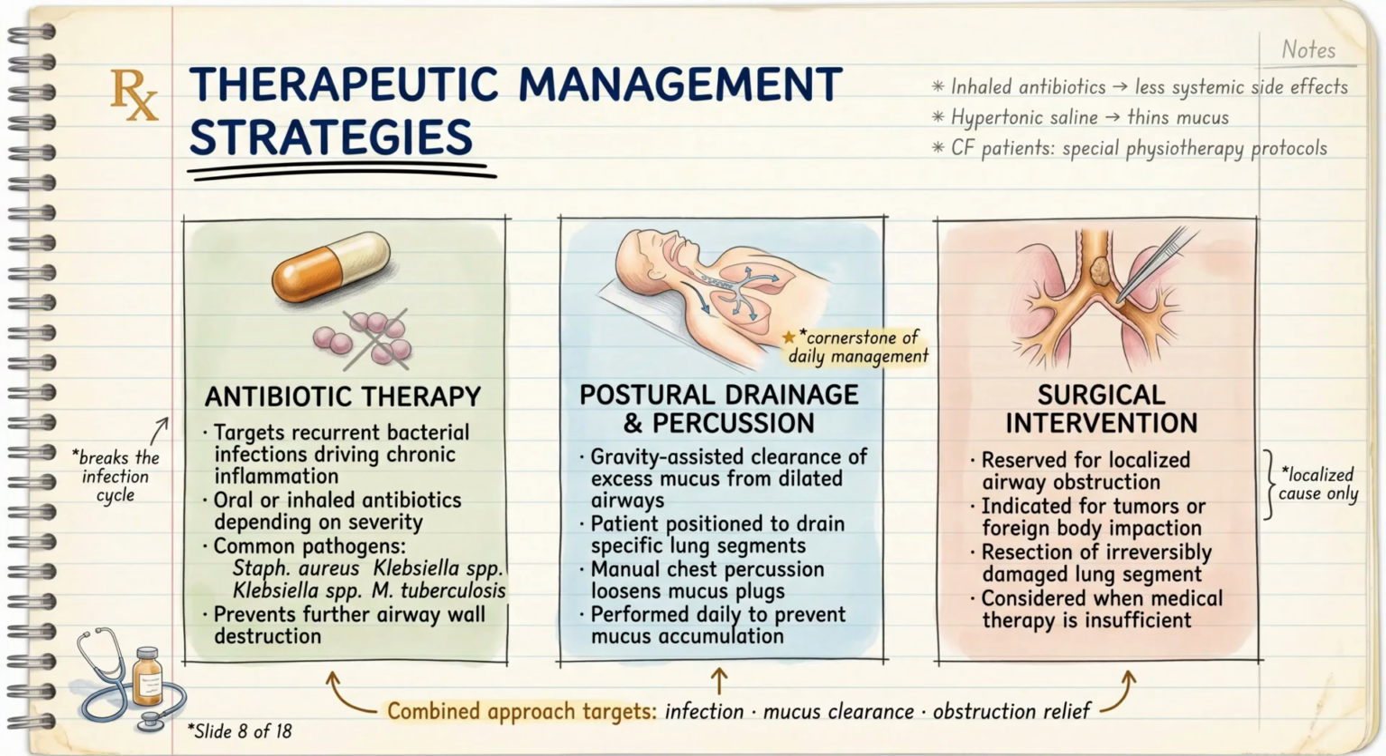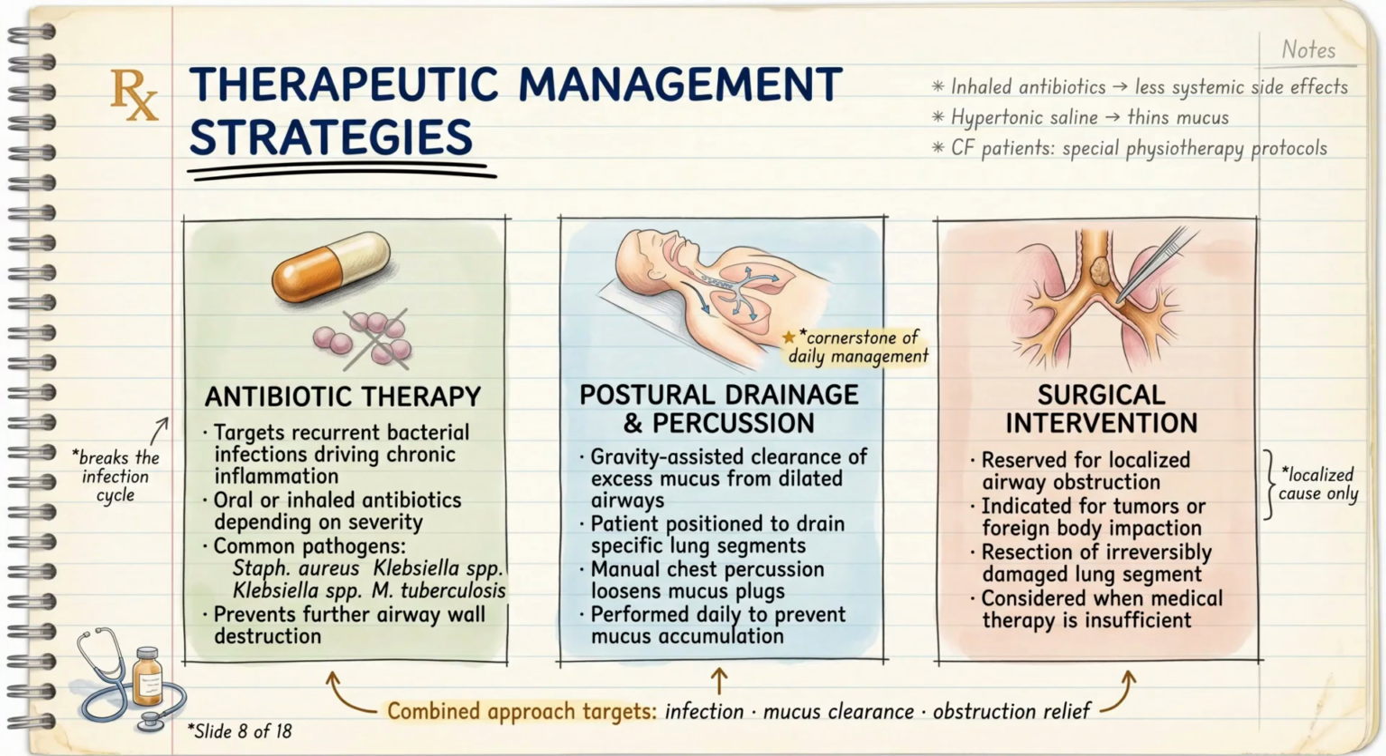Postural drainage and percussion. This is the cornerstone of daily management. The patient is positioned to allow gravity to assist drainage from specific lung segments. Manual chest percussion loosens mucus plugs. In cystic fibrosis patients, special physiotherapy protocols are used. Hypertonic saline is also valuable. It thins the mucus, making it easier to clear. This must be done daily.